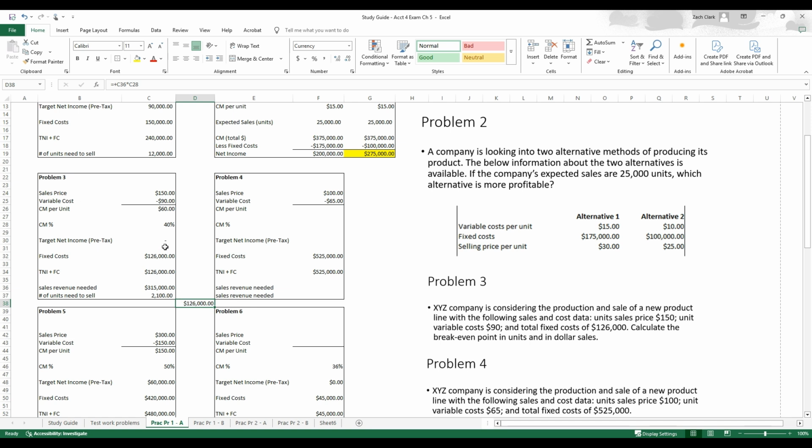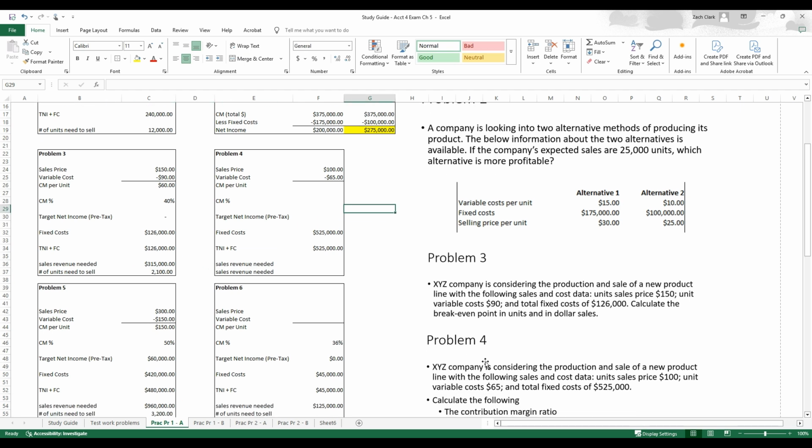So again, the key things are to figure out contribution margin per unit and the contribution margin ratio, and then know that we just divide by contribution margin per unit to get the number of units, and divide by the ratio to get the total sales dollars needed.